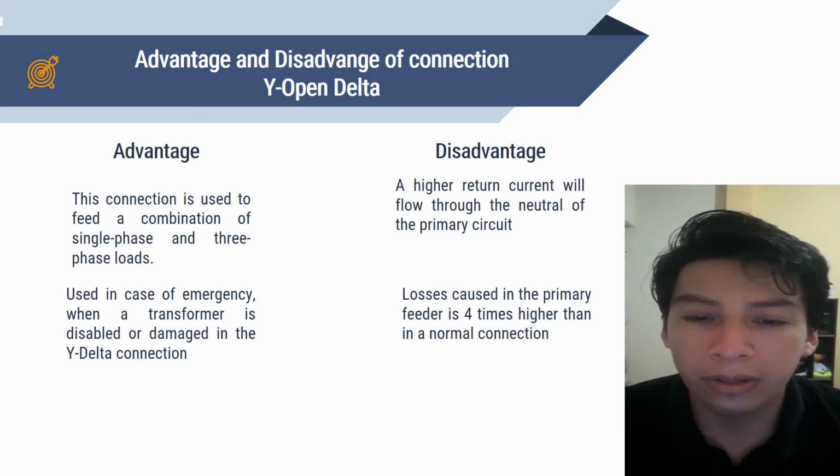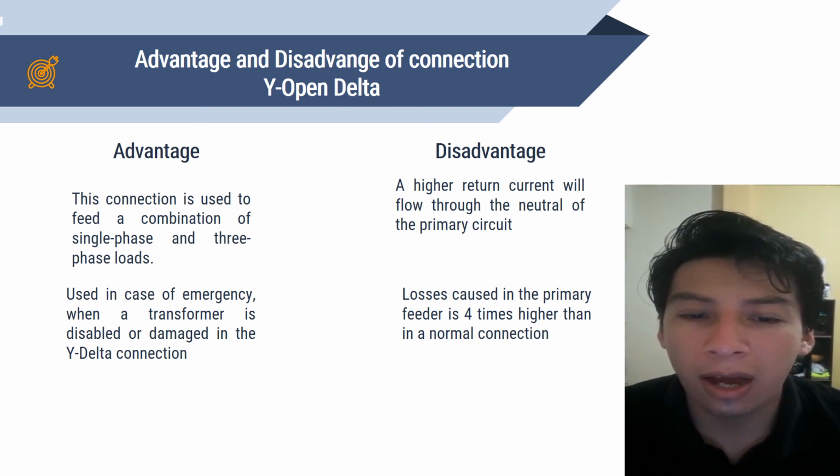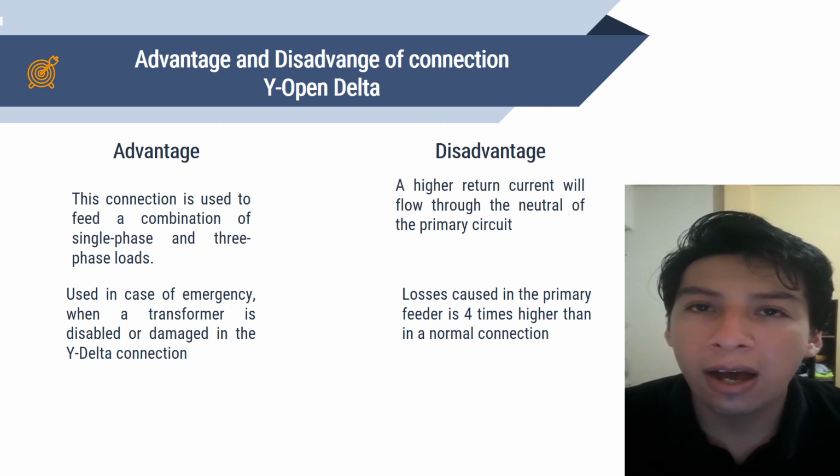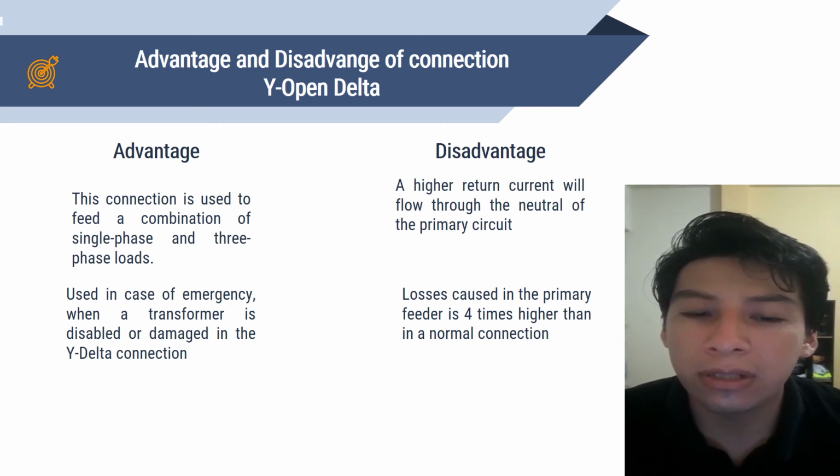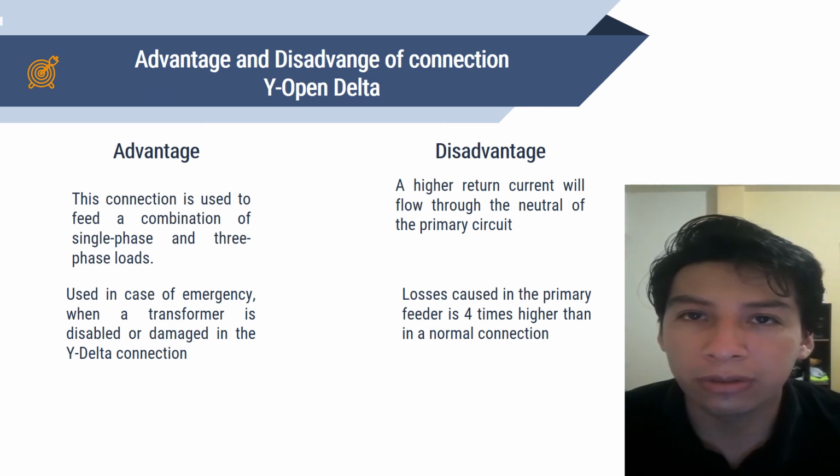In disadvantages, we know that a high return current will flow through the neutral of the primary circuit. And another disadvantage is that losses caused in the primary feeder are 4 times higher than in a normal connection. This is everything. Thank you.